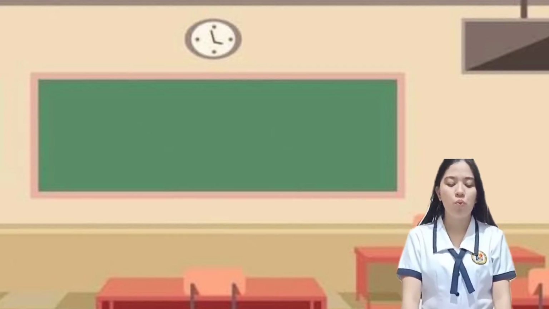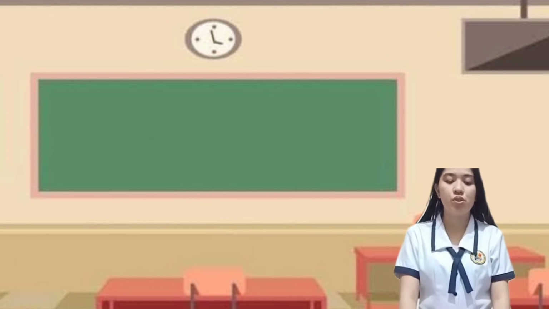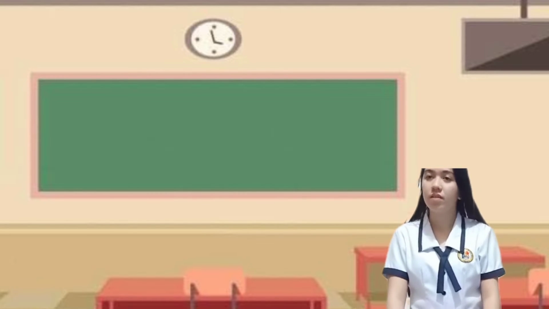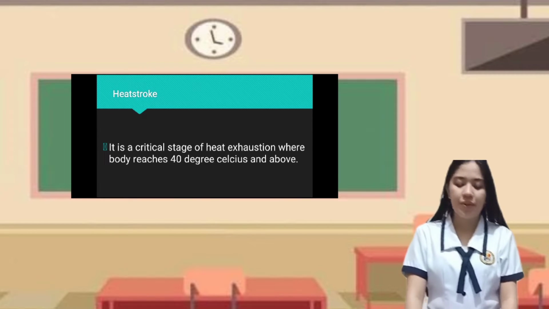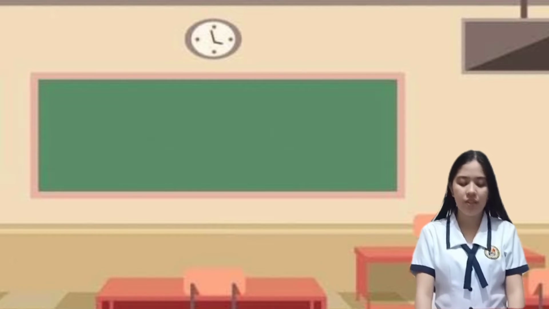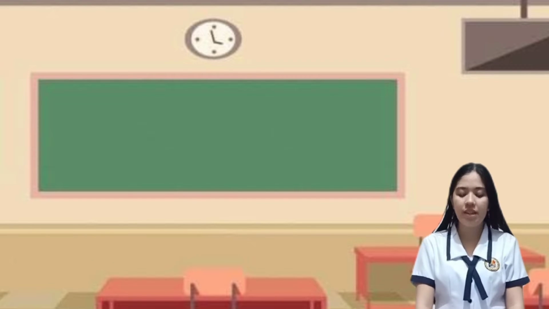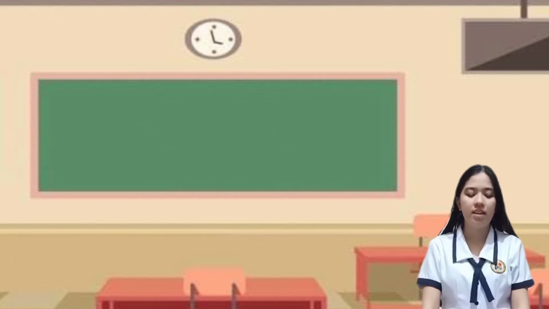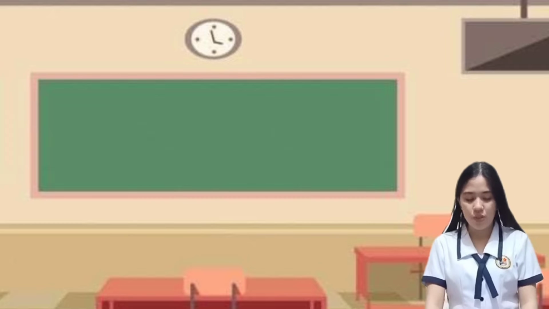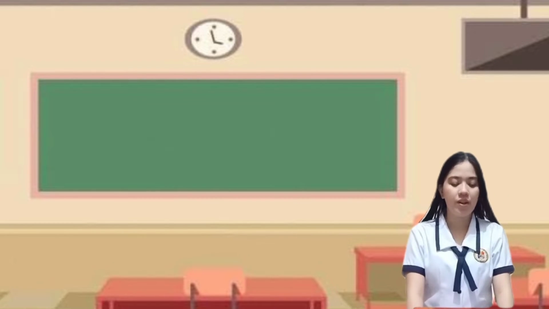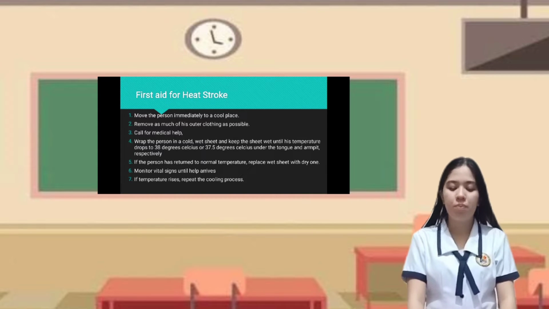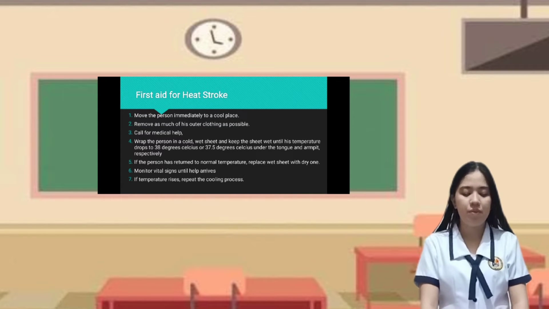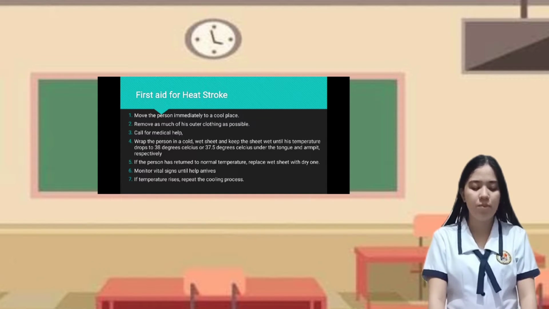So class, what is heat stroke? Okay, it is a critical stage of heat exhaustion where body reaches 40 degrees Celsius and above. So this is the first aid for heat stroke. Move the person immediately to a cool place. Remove as much of his outer clothing as possible.